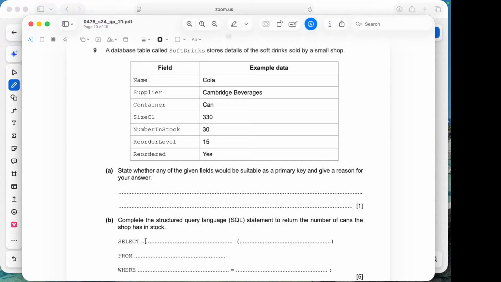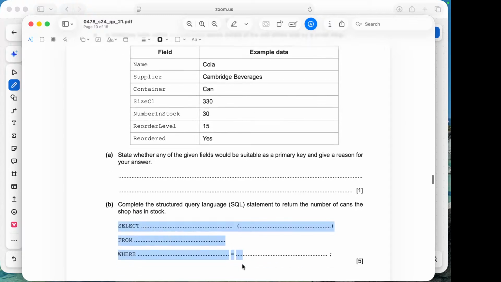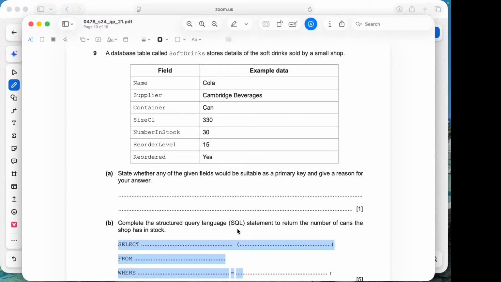So when we're doing our SQL statement, we're telling the database we want to search our database for certain criteria. And in this case, it says that we want to have the number of cans the shop has in stock. So basically, we're going to count this field here, the number in stock. Obviously, in this case for cola, it's 30, but we're going to add up it for everything. So that means we need sum. So adding up means sum.